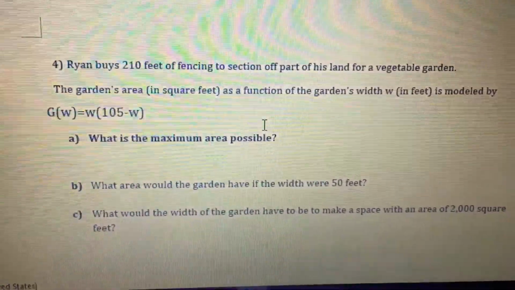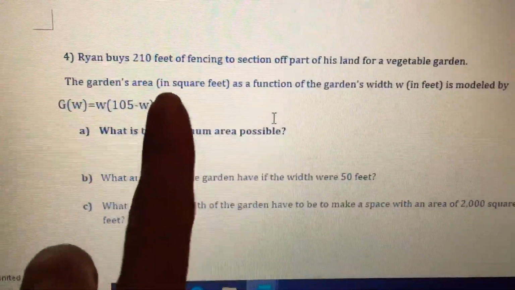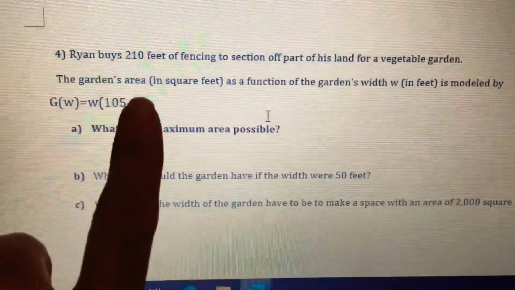Whenever you see in the word problem the garden's area as a function, whatever the function represents, which is garden area, that's what Y is equal to.